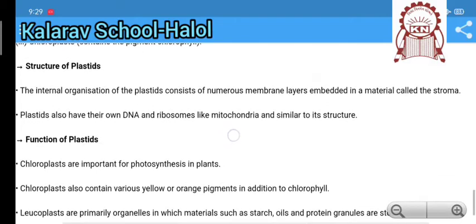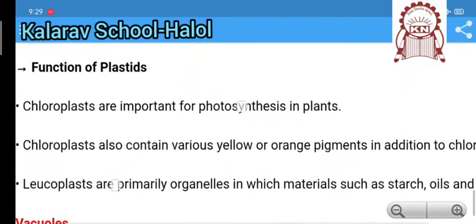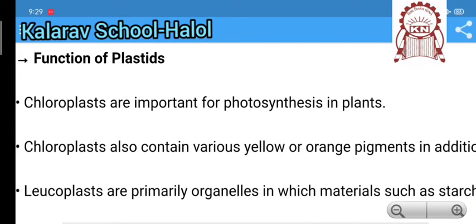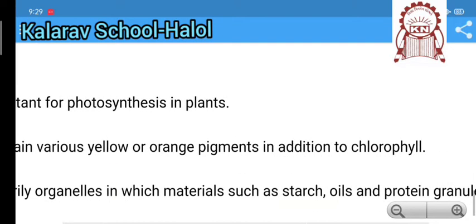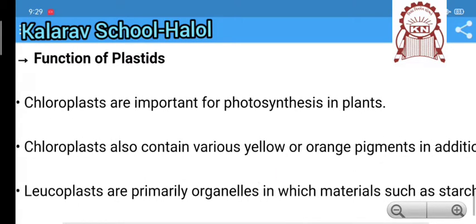The main functions of plastids: chloroplasts are important for photosynthesis in plants, as chloroplasts contain the pigment chlorophyll. Chlorophyll is helpful in trapping energy from sunlight, so it is helpful in the preparation of food. Chloroplasts also contain various yellow or orange pigments in addition to chlorophyll.